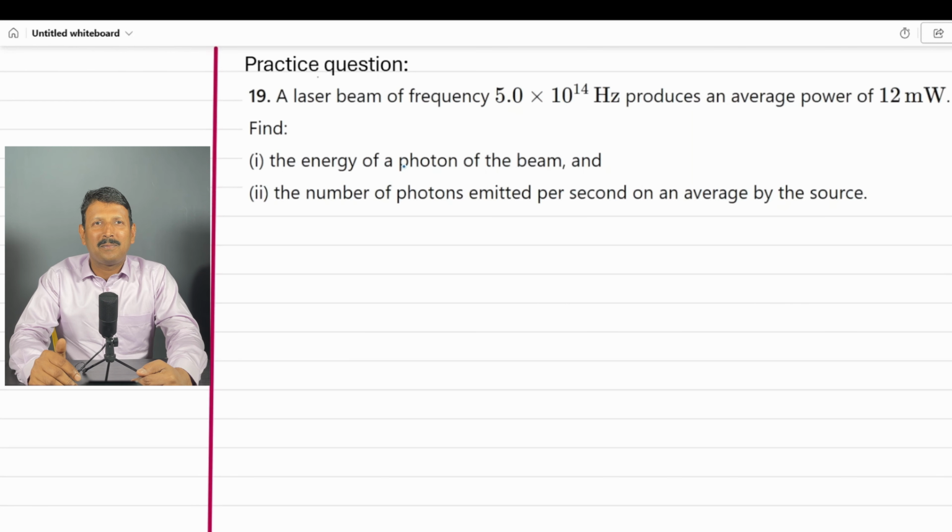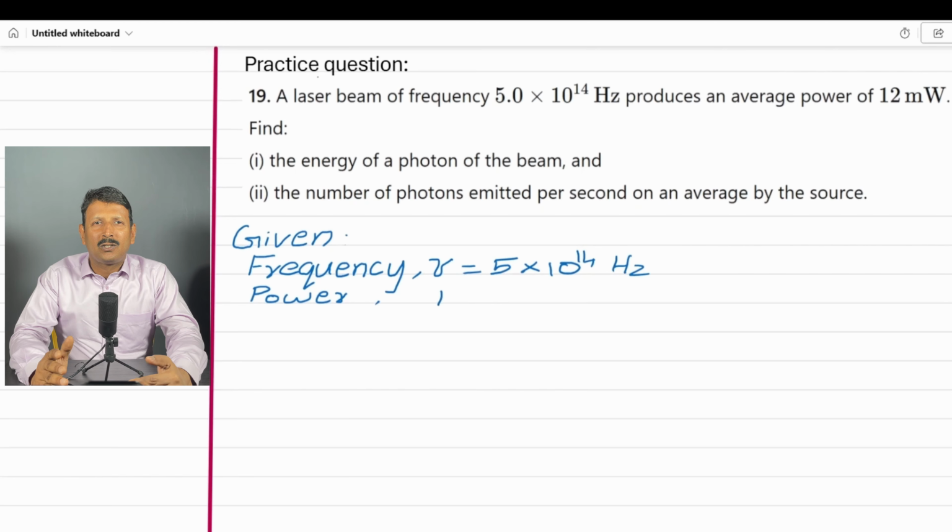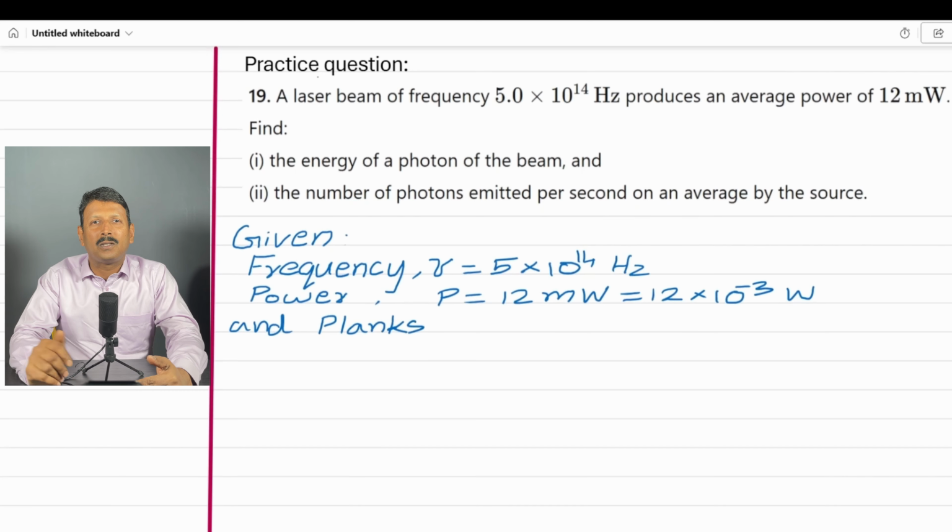Now this is the practice time. The next question for practice: a laser beam of frequency 5 into 10 raised to 14 Hz produces an average power of 12 milliwatt. Find the same data, that is the energy of the photon of the beam, then the number of photons emitted per second on an average by the source. So this one you have to practice. You can pause here at this point, do it yourself, and after getting the answer, resume the video. How to do it: write down what is given. Frequency is given, 5 into 10 raised to 14. Power is also given, 12 milliwatt.